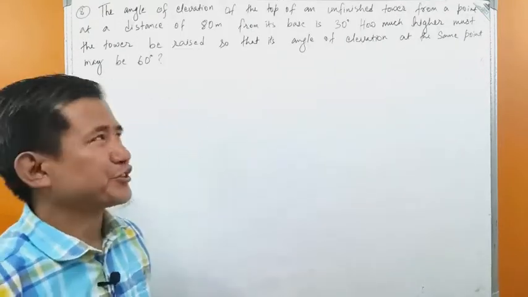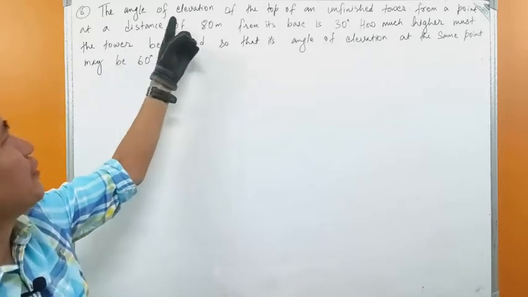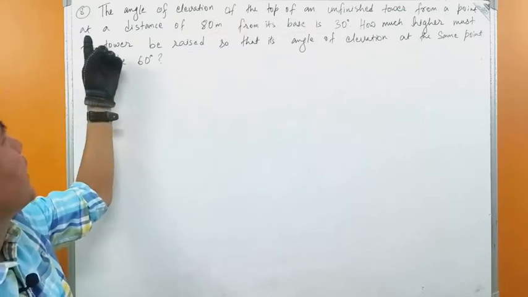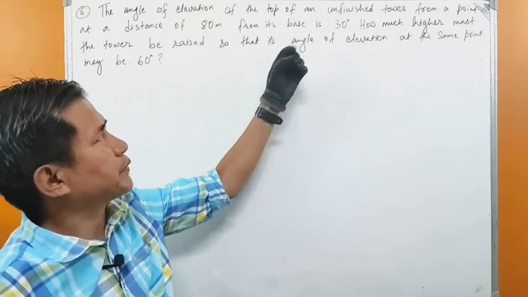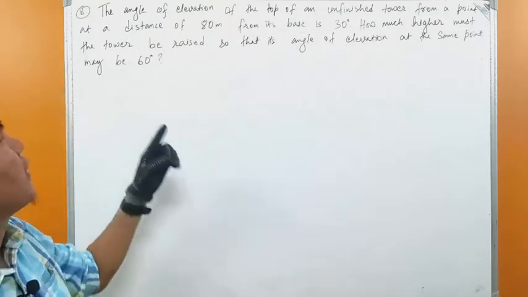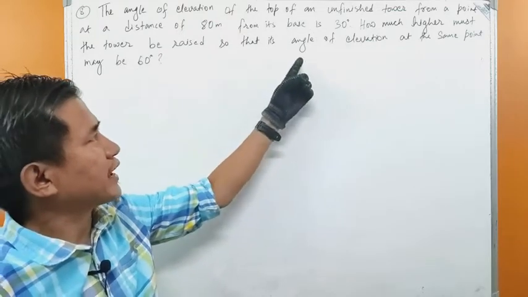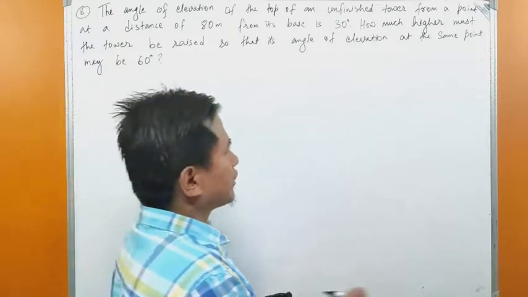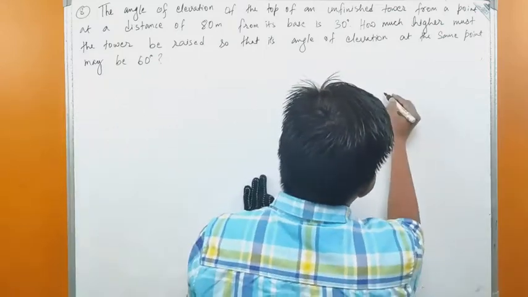Okay, now let us do question number 8. The angle of elevation of the top of an unfinished tower from a point at a distance of 80 meters from its base is 30 degrees. How much higher must the tower be raised so that its angle of elevation at the same point may be 60 degrees? So let us first understand the question by a diagram.